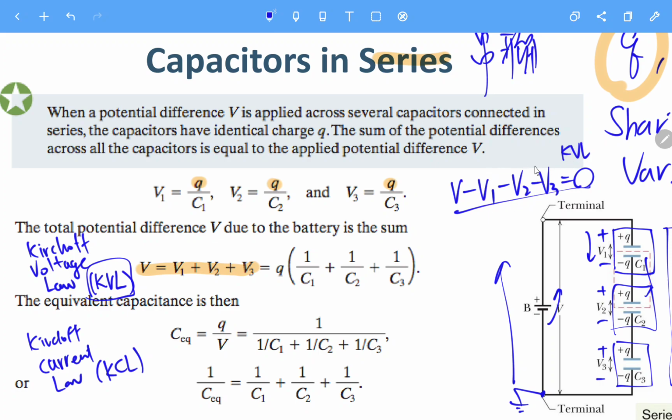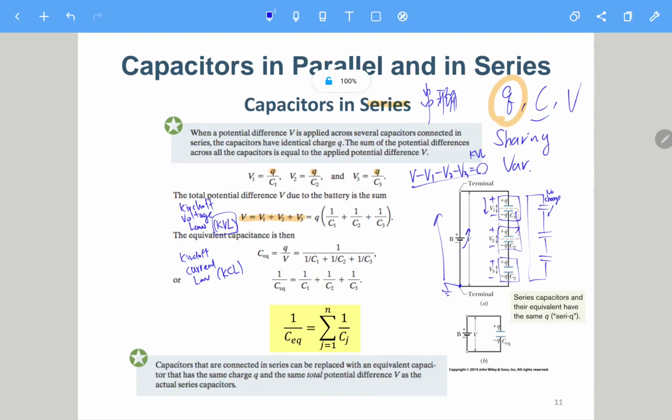If we move these terms over, we have V equals V1 plus V2 plus V3. Then we plug in these three equations. Q is the common factor, so we can factor it out, and the remaining thing is 1 over C1 plus 1 over C2 plus 1 over C3.